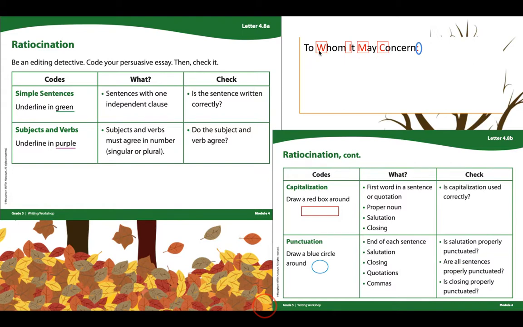Well, these are the words in a salutation. They're all capitalized. So yes, my capitalization is used correctly. I wouldn't make any corrections.